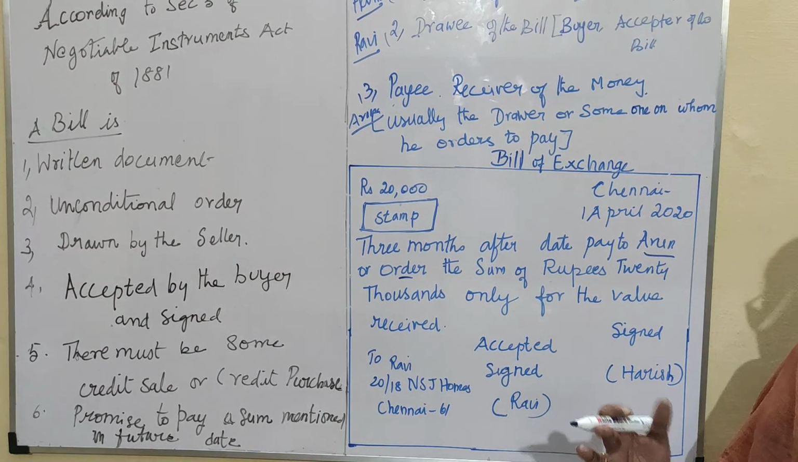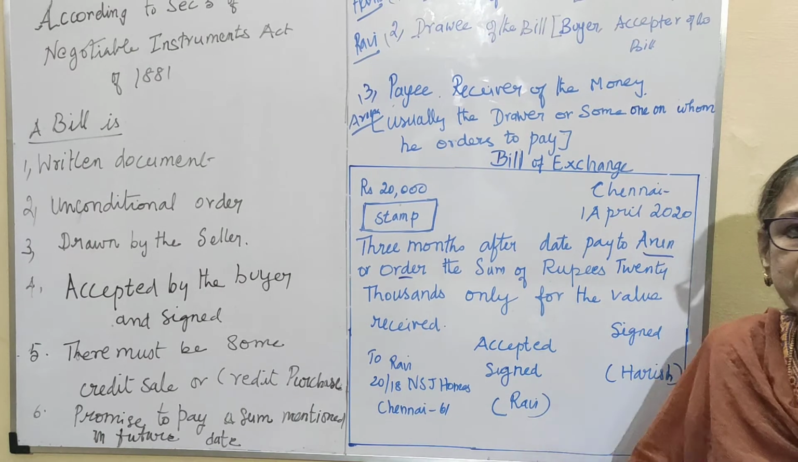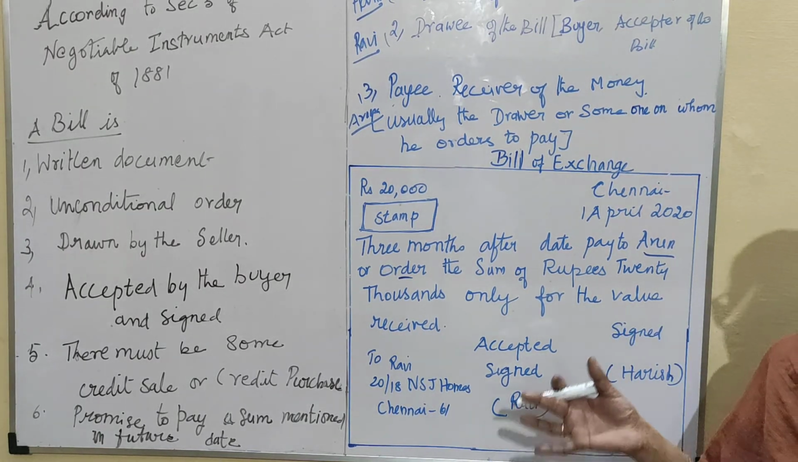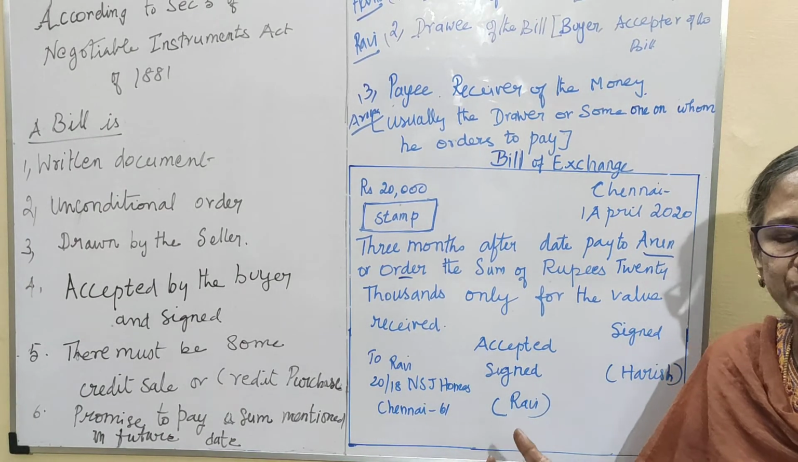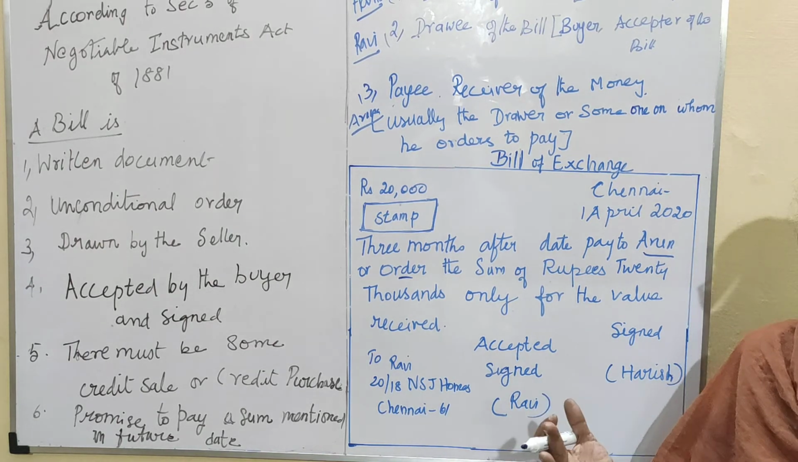In the next class we'll see what a promissory note is, what the specimen form of a promissory note looks like, and the parties involved in the promissory note. Afterwards, we'll go for journal entries.